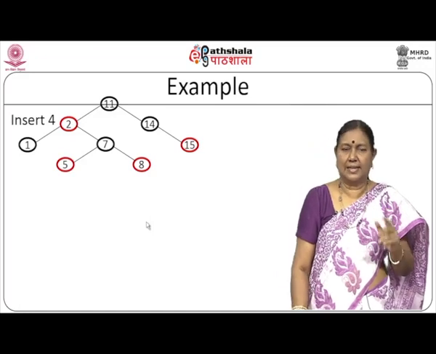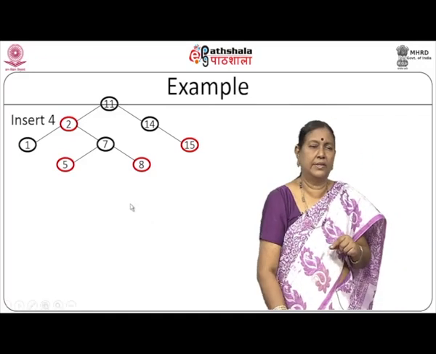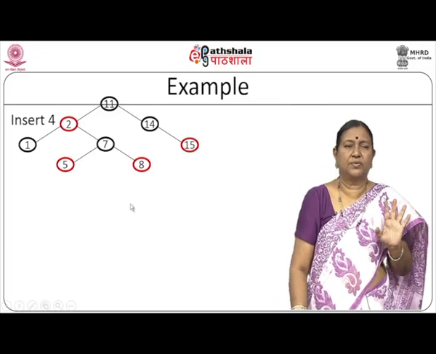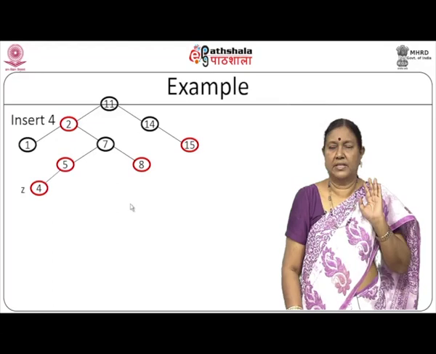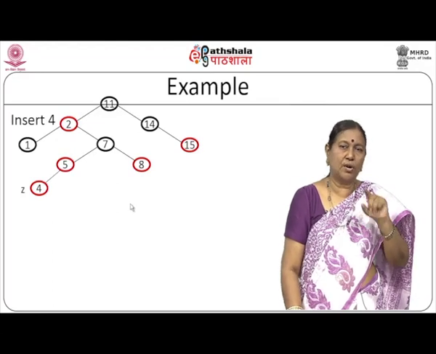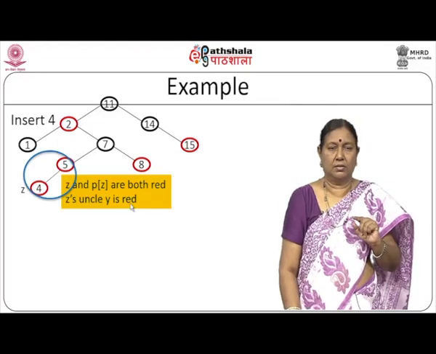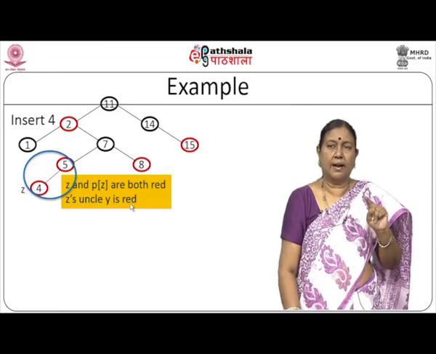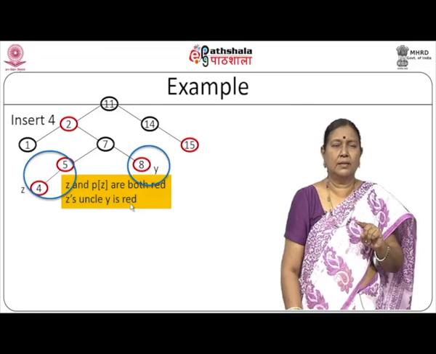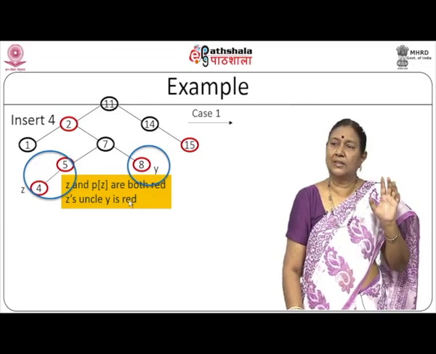Now let us take an example and do this. So, let us assume we want to insert 4. If you want to insert 4, what do we have to do? We have inserted. Now, what happens? There are 2 consecutive red nodes. So, z and P of z are both red and z's uncle y is red. So, this is uncle y is red, so this is case 1.